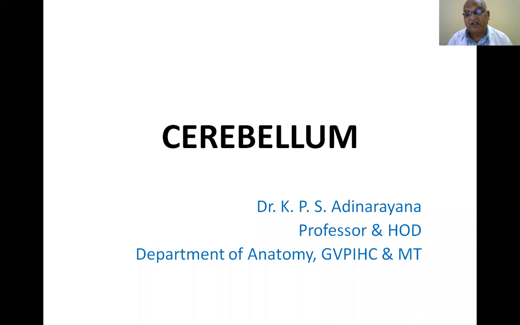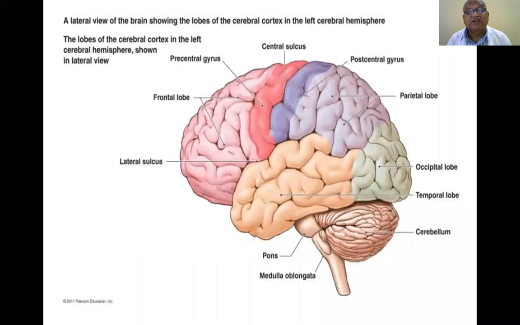It is present in the posterior cranial fossa. That means the pons is anterior to the cerebellum. In between the pons and cerebellum, the floor of the fourth ventricle is there. So the floor of the fourth ventricle is present between the dorsal surface of the pons and the anterior surface of the cerebellum. So that is the cerebellum.